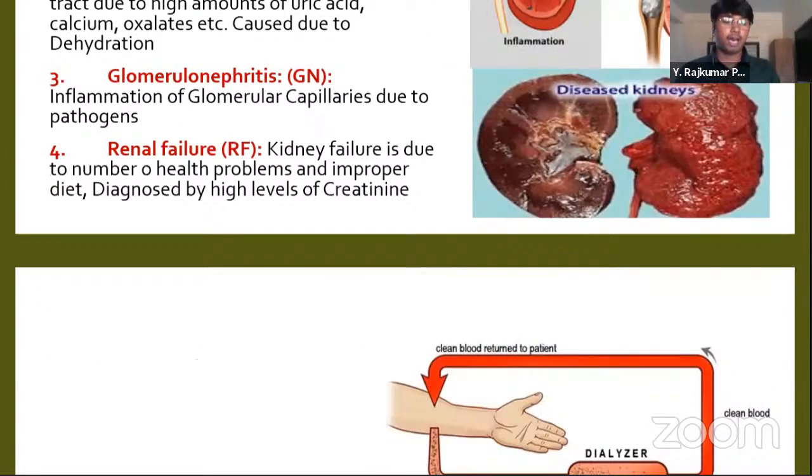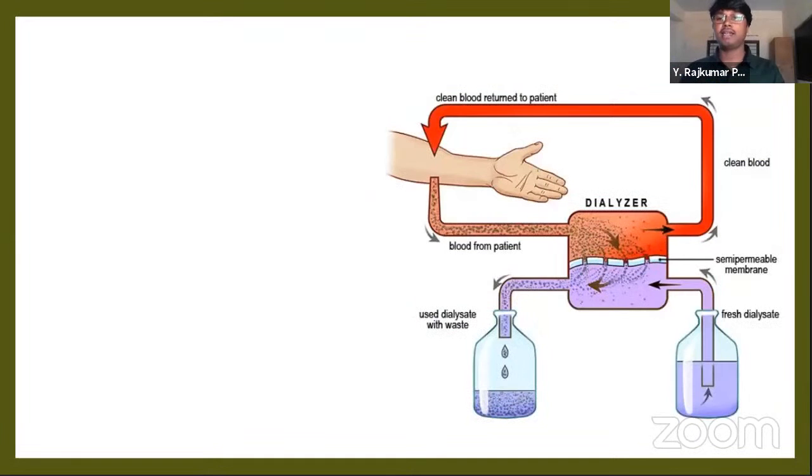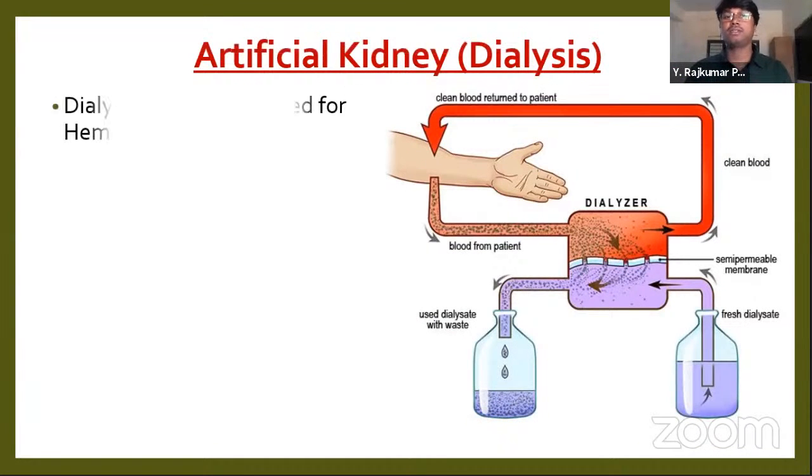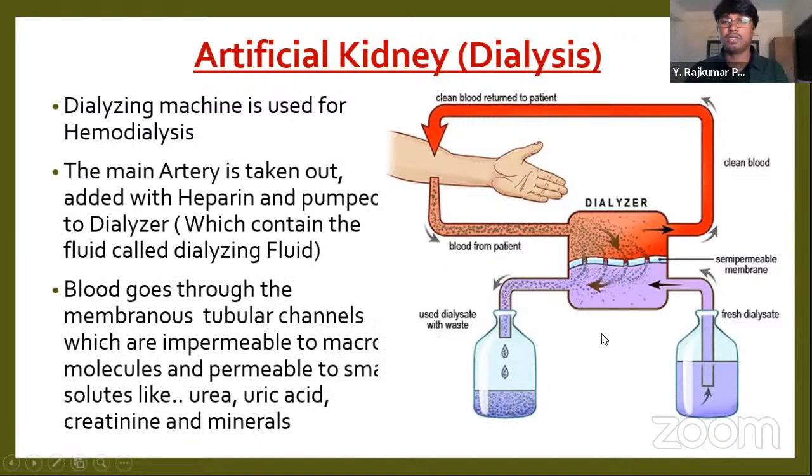Let's see what is meant by the artificial kidney or hemodialysis. In this you find a machine called a dialyzer. It's called a dialyzing machine. Look here in the picture. This is the machine which is called the dialyzing machine. The dialyzing machine contains the dialyzing fluid. You can see here in the slide, the main artery is taken out. So we are taking an artery from the hand.